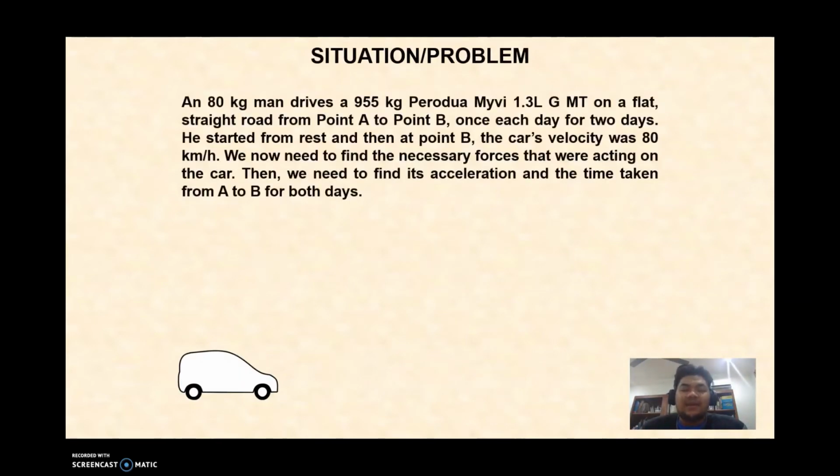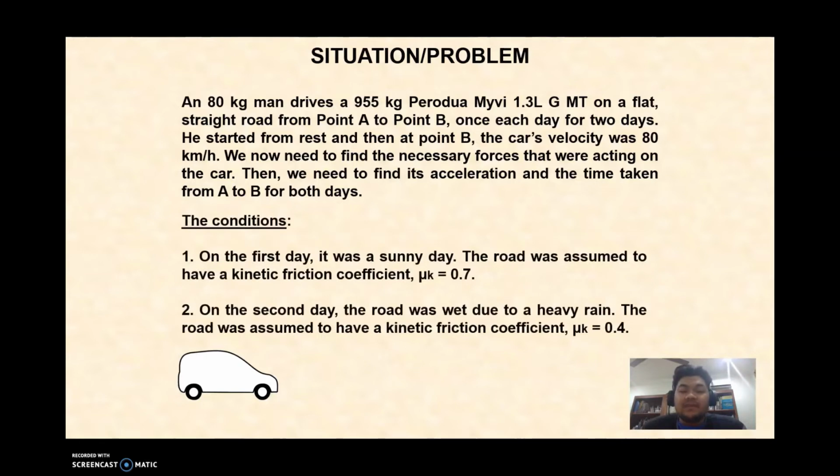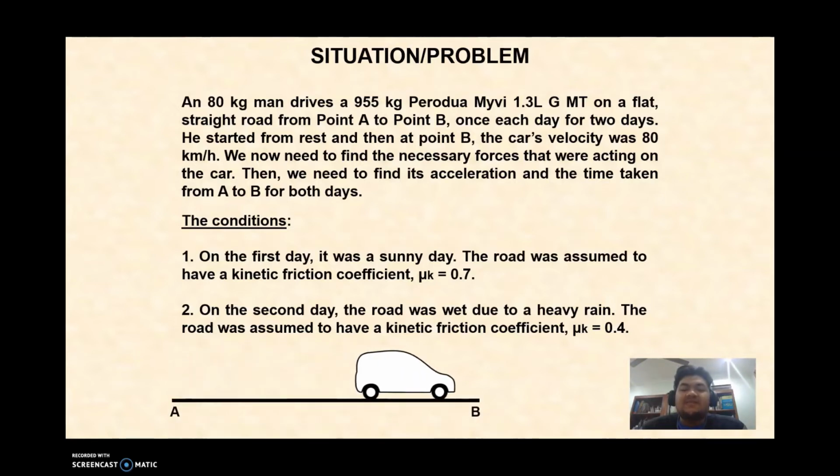An 80 kg man drives a 955 kg Prodrome IV 1.3 liters on a flat, straight road from point A to point B, once each day for 2 days. He started from rest, and then at point B, the car's velocity was 80 km per hour. We now need to find the necessary forces that were acting on the car. Then, we need to find its acceleration and the time taken from A to B for both days.